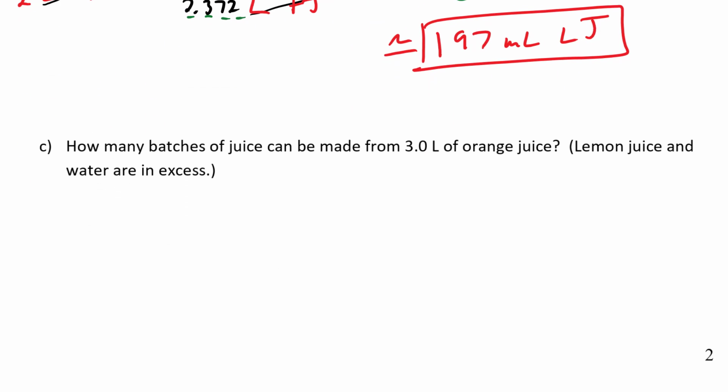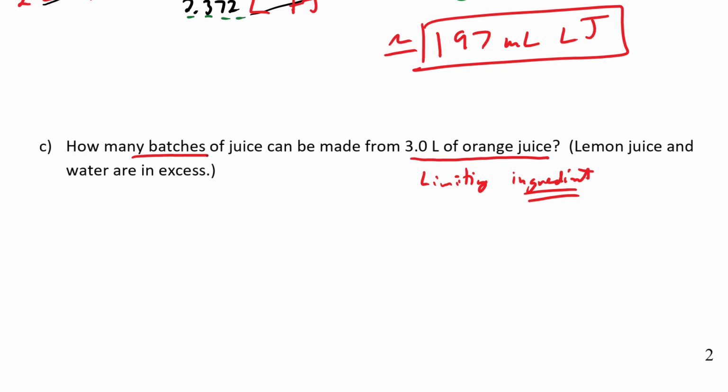Let's look at C now. How many batches of juice can be made from 3 liters of orange juice? So remember, to make this recipe up, we need orange juice, we need lemon juice, and we need water. What we'll say is we'll have an excess of lemon juice and water. We have an unlimited supply. But we have a limited supply of my orange juice. We'll call this my limiting ingredient. So it doesn't matter how much lemon juice and how much water I have. Whenever you have a limiting ingredient, it doesn't matter how much of the other ingredients you have, that one ingredient will limit the final amount you can make.